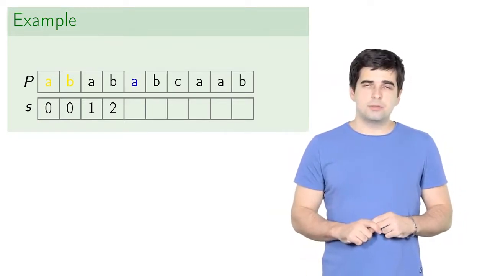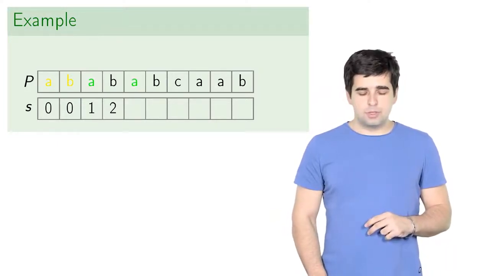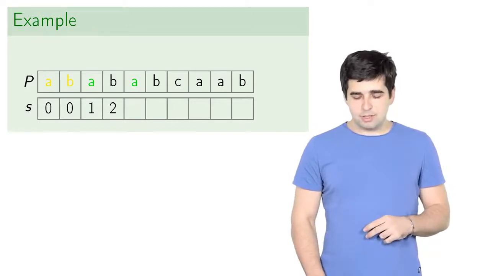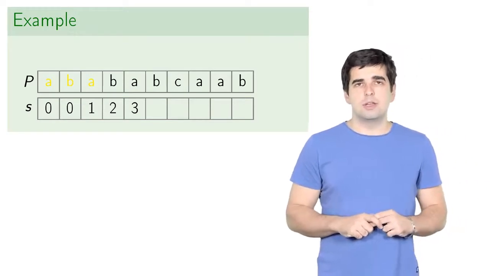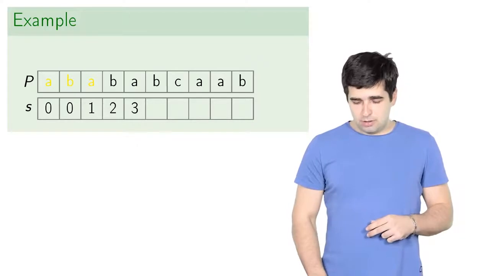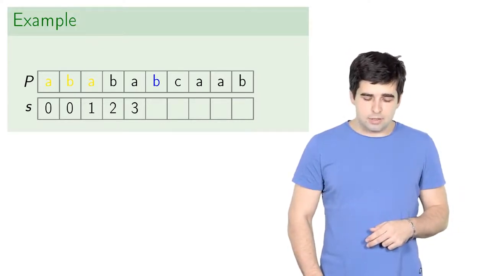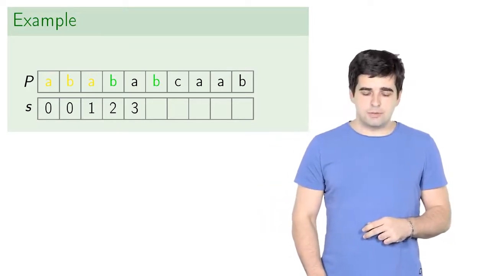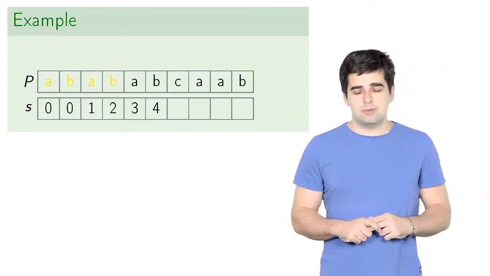Now we look at the next character A. We need to compare it with the next character after the current border, which is A in position 2, and they're the same, so we again increase the value of our prefix function by 1, and we increase the length of the current border, and it becomes ABA. The next character is B. We need to compare it with the next character after the end of our border, and they're again the same, so we increase the value of our prefix function by 1, and it becomes 4. And our border is ABAB.